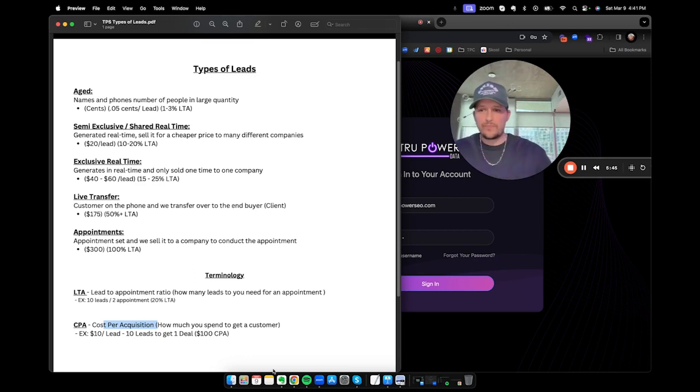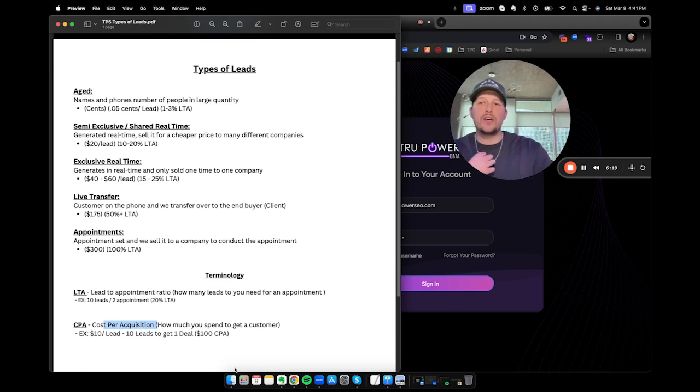Okay. The next type of lead is an appointment, right? This is the most expensive type of a lead typically, where somebody sets the appointment. They do all the qualifying questions for you. They're ready to go and they book the appointment and you pay the most expensive price, say $250, $300, $350. Again, the LTA will be 100% because you're getting an appointment. So you can figure out what you're paying per appointment, and you could do that with all of these type of leads by just doing some simple math and understanding.